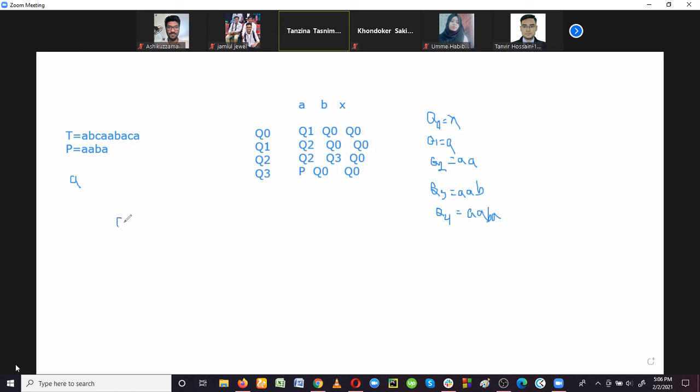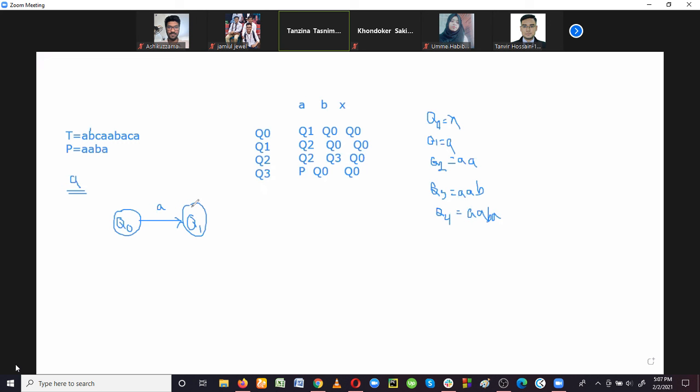The initial state is Q0, right? The initial state is Q0, and after taking character A, what will happen? Just look at the graph. Obviously, it will move forward to its next state, that is Q1. So this is Q0, Q1, and when the initial state receives a character A from the text, it will move forward to its next state. Okay? And now the algorithm will read the second character of the text, which is B.